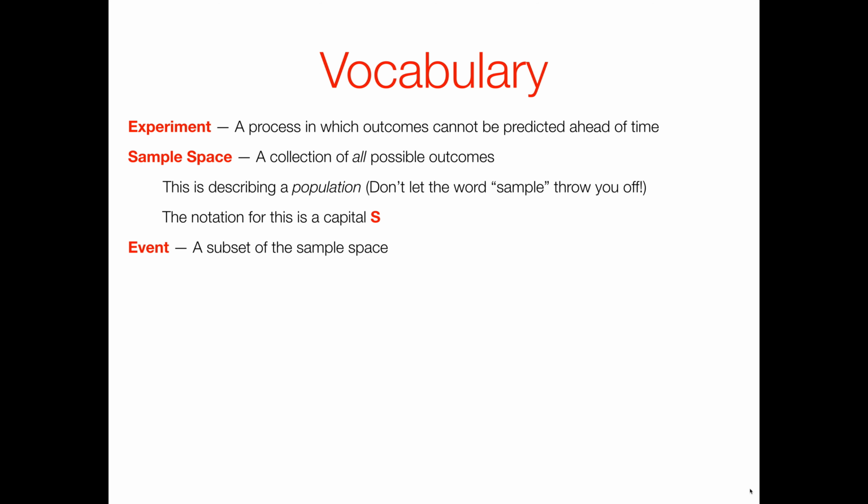Then we've got event. The formal definition is a subset of the sample space, but you can also think of it as a collection of outcomes. And events get their own capital letters that aren't S, so A, B, C, O, P, whatever. You get to name these whatever you feel like, and usually we do so with capital letters.